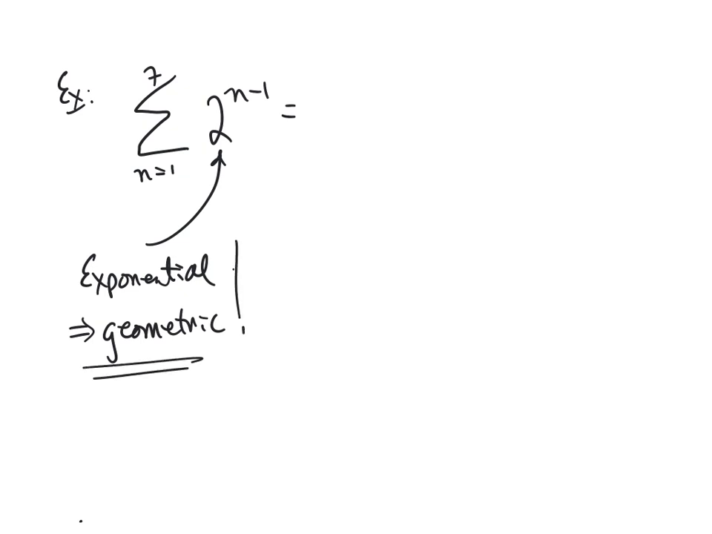Really important. If the formula is exponential, it has a variable in the exponent, then the series is going to be geometric. Okay? So therefore, we can get to the sum of these 7 terms in this series by taking the first term times 1 minus the common ratio raised to the 7th power divided by 1 minus the common ratio.